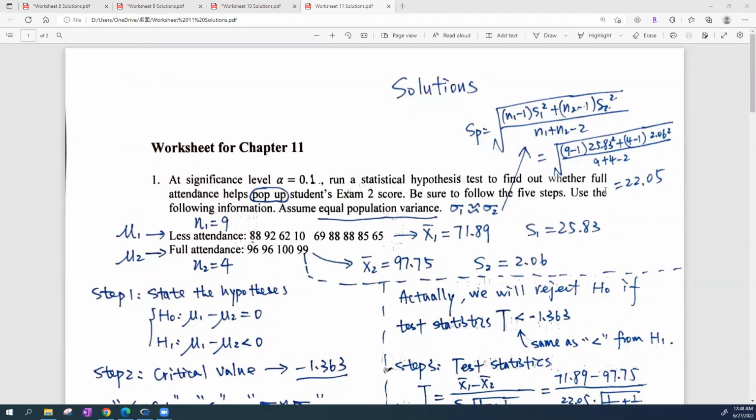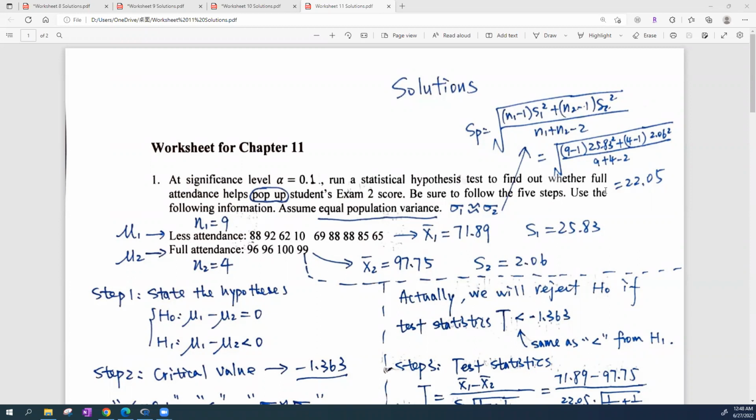So we have sigma 1 is about the same as sigma 2. And then we have less attendance, full attendance. I think it's the same data as the questions from worksheet 10. So we got x1 bar calculated, x2 bar calculated. We can also calculate sample standard deviation 1, S1, and sample standard deviation 2, S2. And n1 is 9, n2 is 4. Less attendance is population 1 sample info, and full attendance is population 2 sample info.